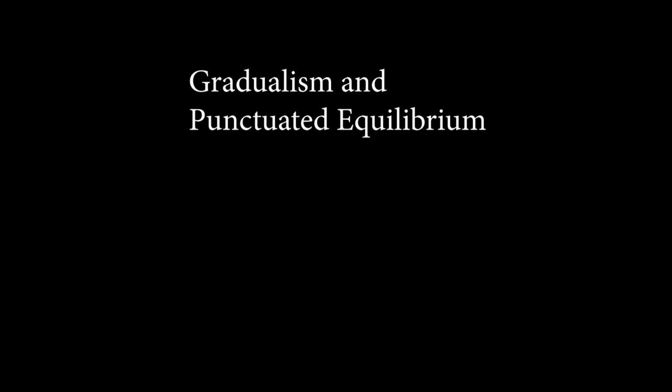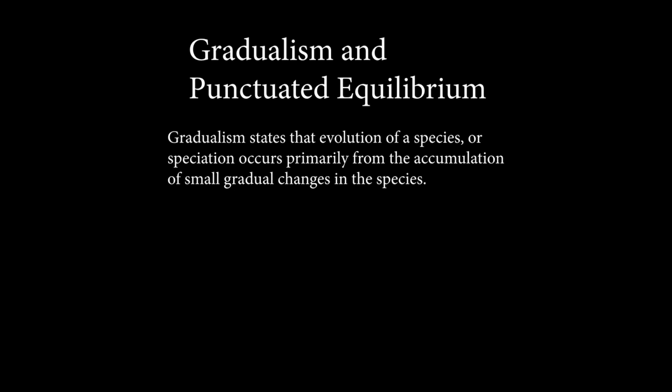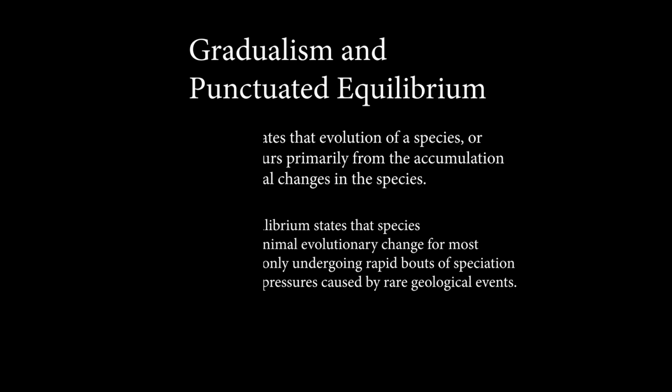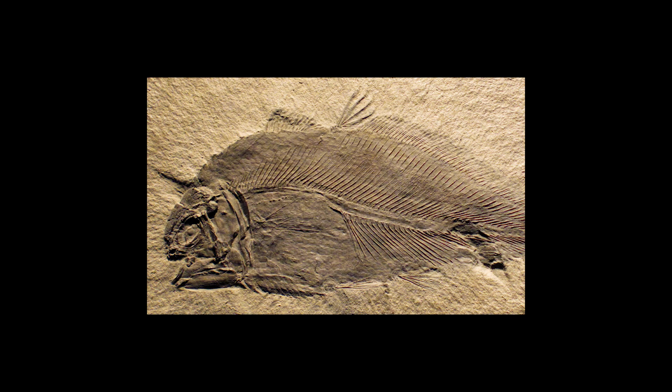Historically, scientists have debated between two theories of evolution, gradualism and punctuated equilibrium. Gradualism states that the evolution of a species, or speciation, occurs primarily from the accumulation of small, gradual changes in the species. This lies in contrast to punctuated equilibrium, which states that species will undergo minimal evolutionary change for most of their history, only undergoing rapid bouts of speciation due to selective pressures caused by rare geological events. The primary cause of the debate between the two theories was the fossil record.